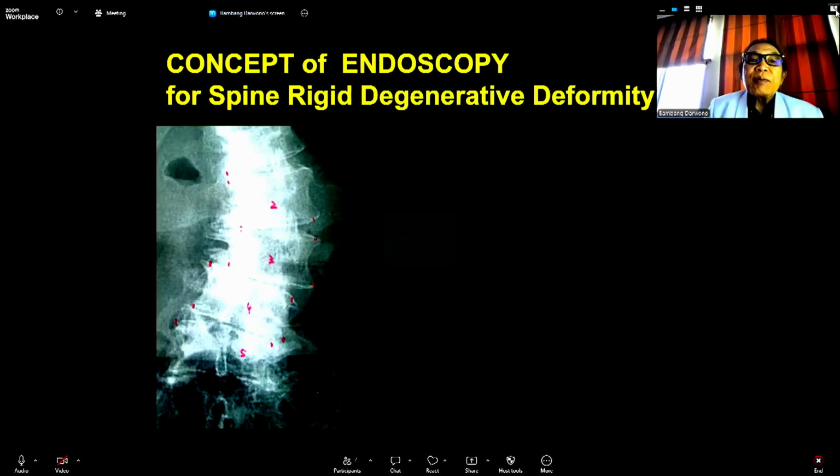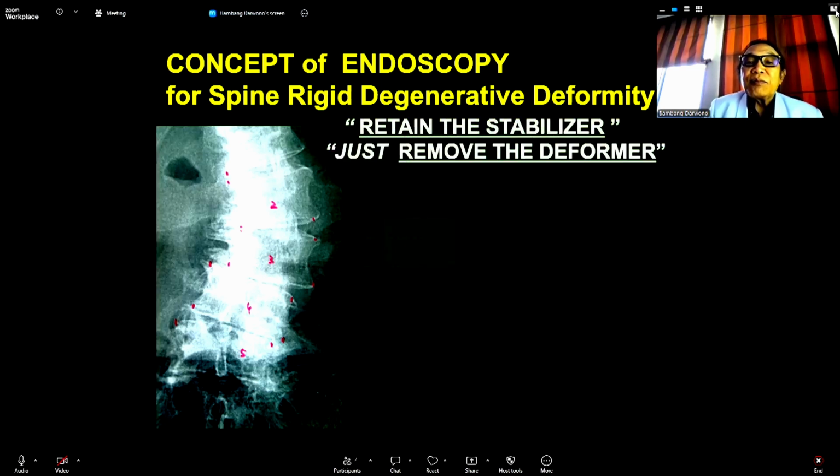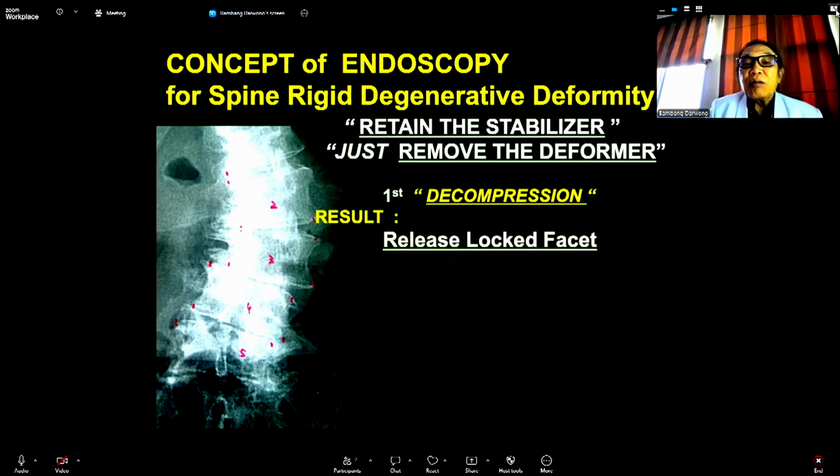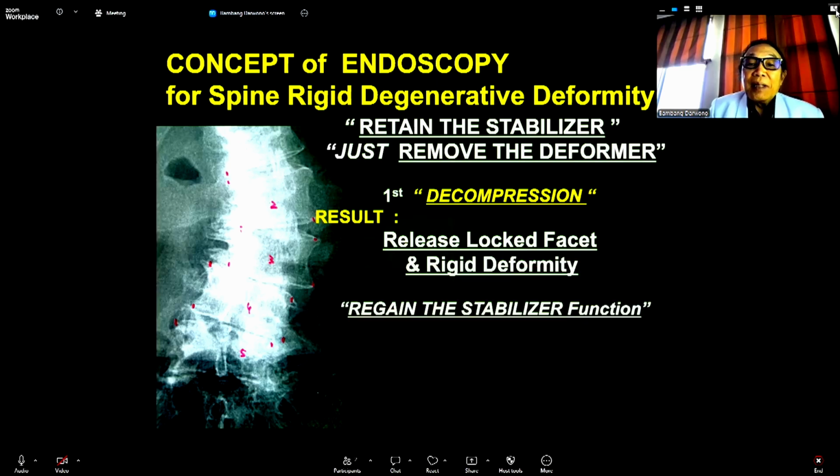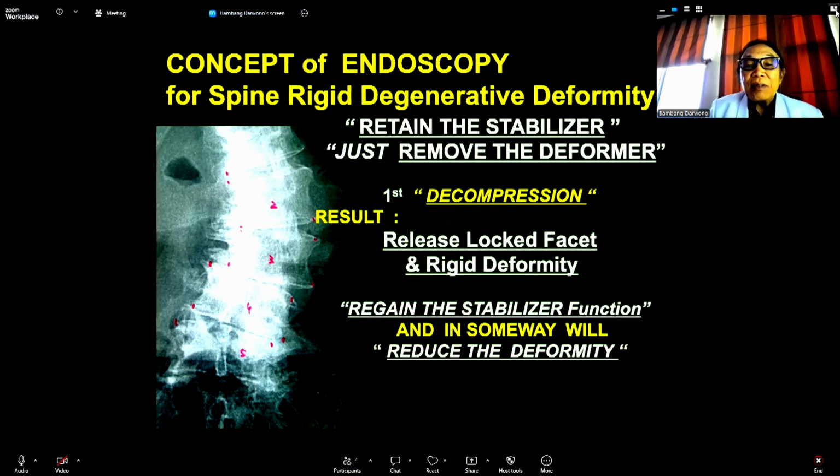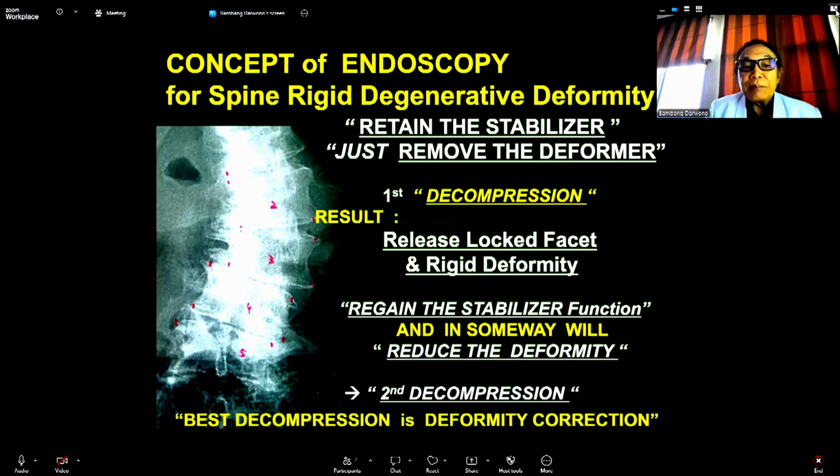So the concept of endoscopy in spine rigid degenerative deformity is to retain the stabilizer and just remove the deformer. That is what we call the first decompression. The result is release of the locked facet joint and rigid deformity and regaining of the stabilizer function, and in some way will reduce the deformity. We call it the second decompression because the best decompression is deformity correction.